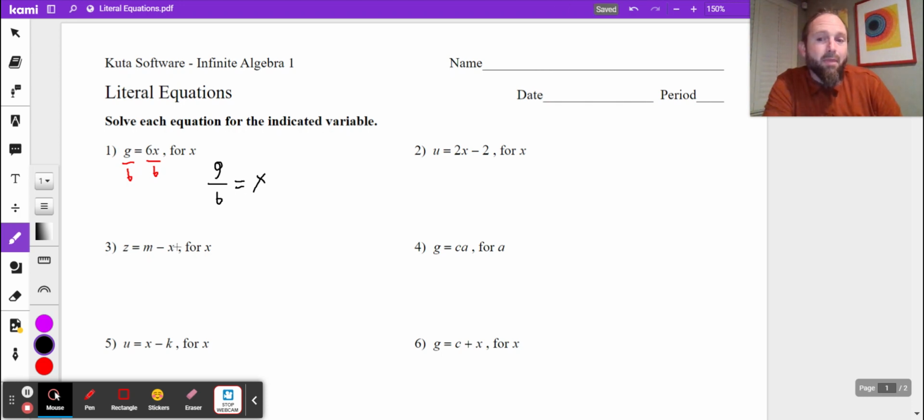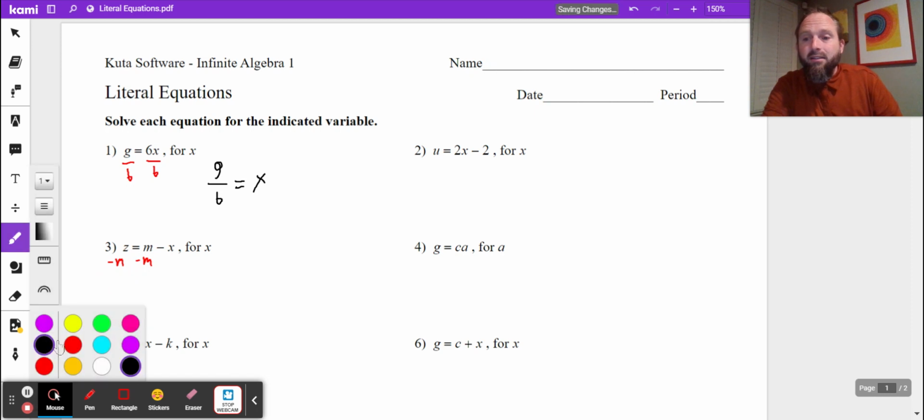Z is equal to m minus x. Well, I want to get rid of this minus. I want to get rid of this m, so I'm going to subtract by m because the opposite of positive m is minus m. If I do it on one side, I have to do it on the other. All right. So now I get z minus m is equal to negative x.